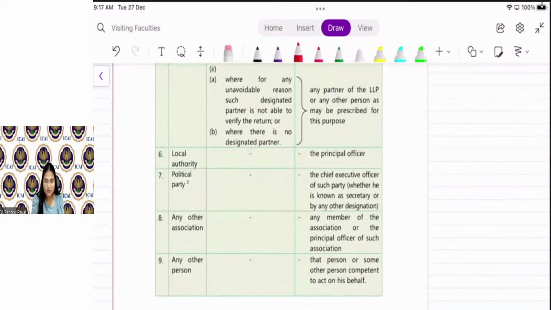For a local authority, the principal officer. For political parties, the chief executive officer of such party. For any other association, any member of the association or the principal officer of the association can sign the return. For any other person, the person or some other person competent to act on his behalf.